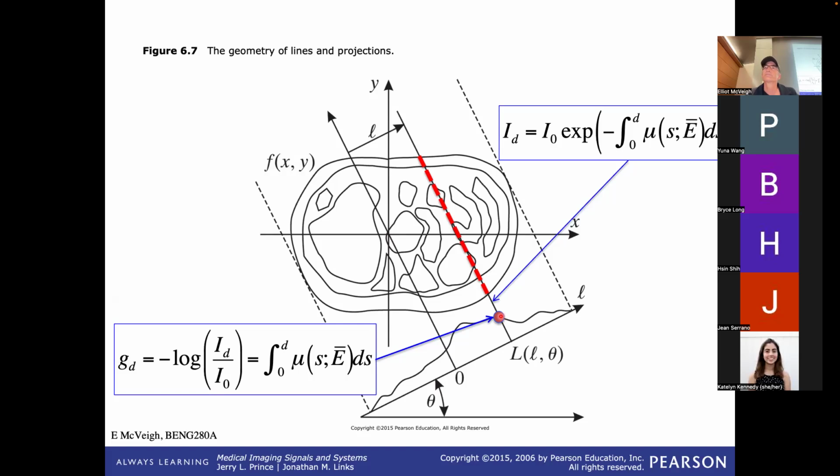So in a single frame like this, it's adding up all the mu's across all the tissues you encounter? Correct. It's just a sum of all those mu's, which is pretty nice, right? It's pretty simple.